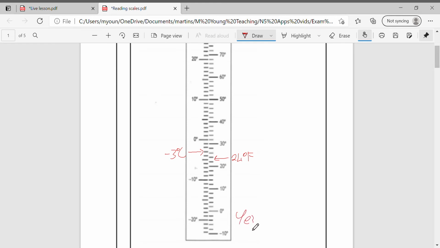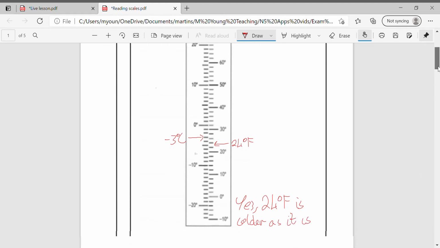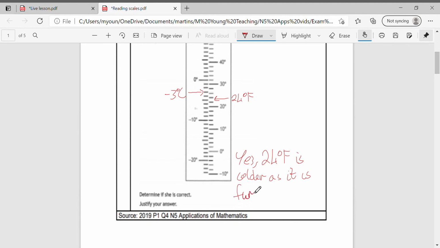And just make sure that that's what you write. So yes, 24 degrees Fahrenheit is colder as it is further down, something like that, lower down, than minus 3 degrees Celsius. Okay, so just make sure you do justify it by having some kind of marking in the diagram and then some kind of wee mini explanation.